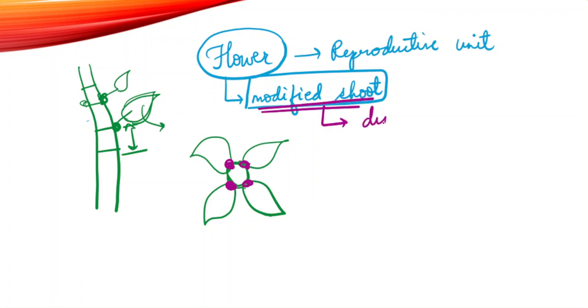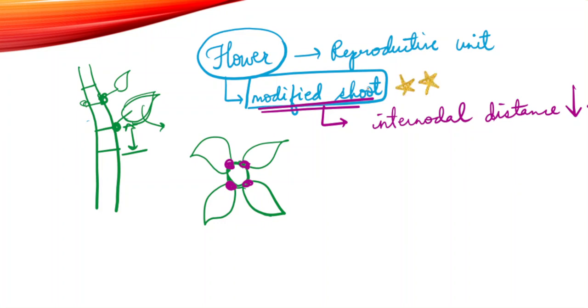So when we say that it is a modified shoot, what does it mean? The distance of nodes, that is, the internodal distance, decreases. What I will write here? Internodal distance decreases. So this is a very important word, that it is a modified shoot.